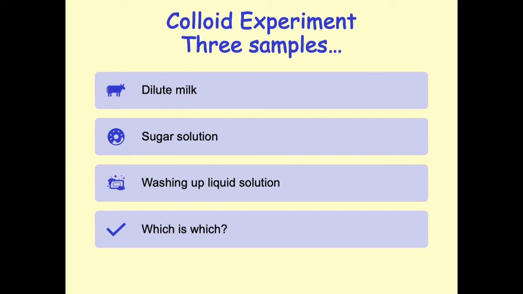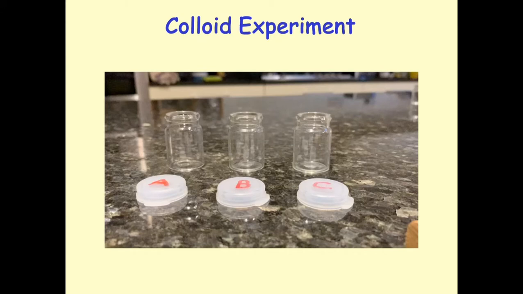So in this experiment, there are 3 solutions that I'm going to make, or 3 systems: a dilute milk solution, a sugar solution, and a washing up liquid solution. And all I want you to do is to be able to define which is which. As I said, I'm going to make 3 solutions, and then I'm going to do a few experiments in order to help us work out which is which.